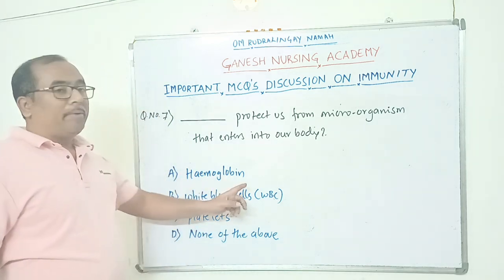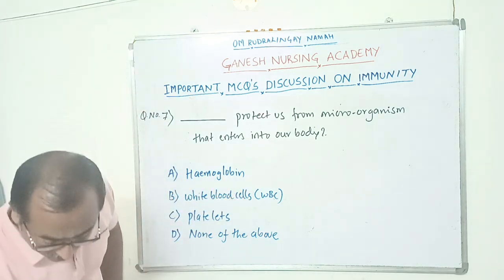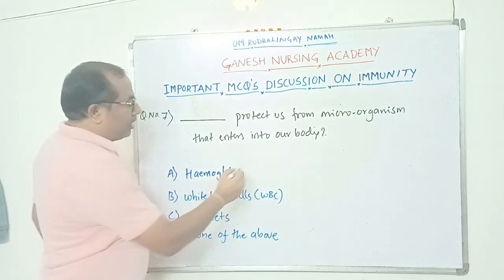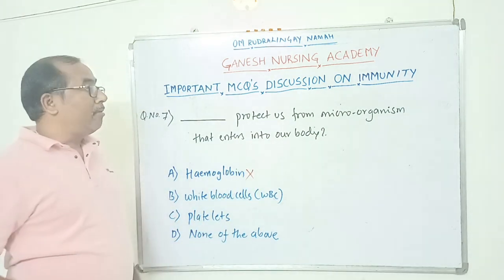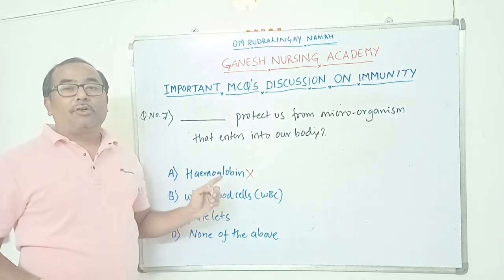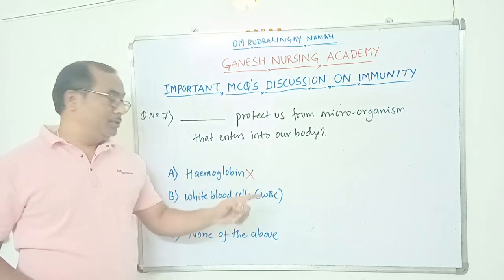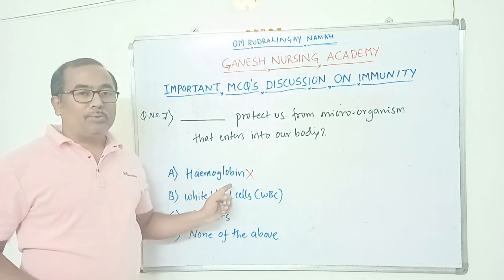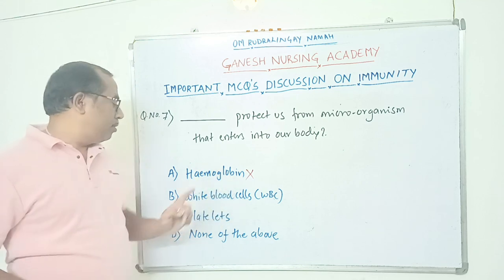Option A, hemoglobin, is a wrong option here. Hemoglobin is not responsible for protecting our body from microorganisms. It is responsible for transportation of oxygen from the alveoli to the tissues. So it is actively involved in oxygen transport, and this is the wrong option.